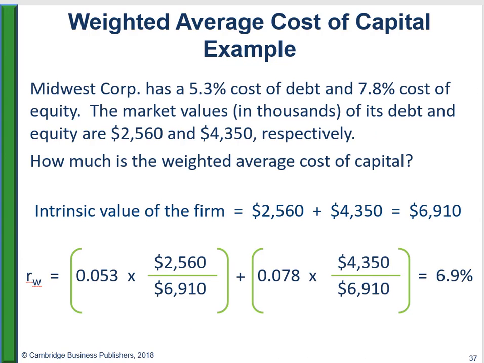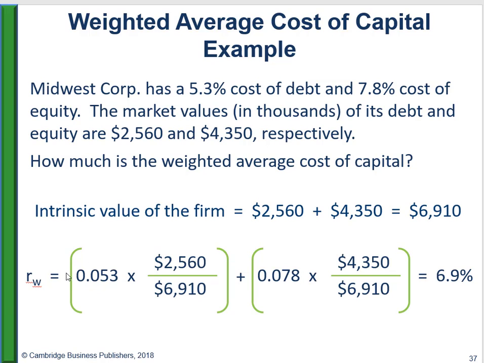And here's our example of Midwest Corp again. We already calculated that it had a 5.3% cost of debt and a 7.8% cost of equity. Now we know that the market value in thousands of its debt is $2.5 billion and the equity is $4.3 billion. We can look that up on Morningstar or Yahoo Finance. How much is the weighted average cost of capital? Well, the intrinsic value of the firm equals the market value of the debt, $2.5 billion, plus the market value of the equity, $4.3 billion. That comes to $6.9 billion.